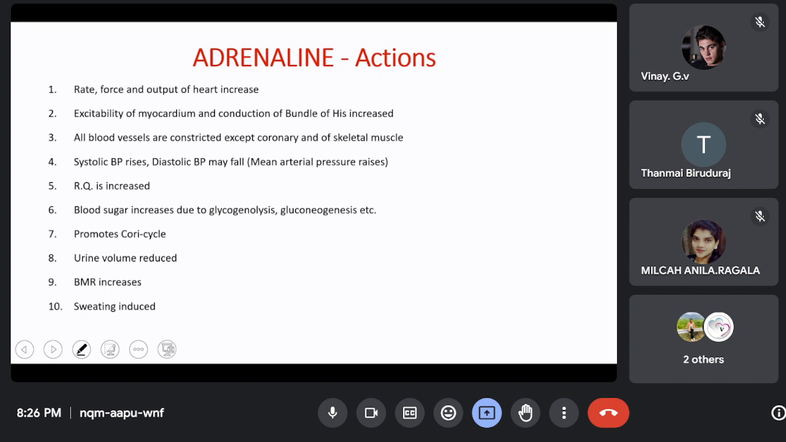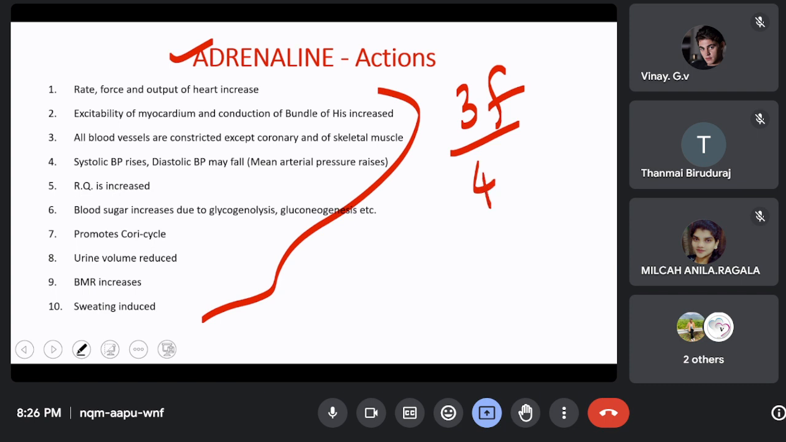There are different actions attributed to adrenaline. So leave all this. I'll just give you a small idea of both these hormones in a nutshell, about when adrenaline and noradrenaline are actually released. You have already heard about that. These are called 3F hormones and 4S hormones. Let me explain once again.